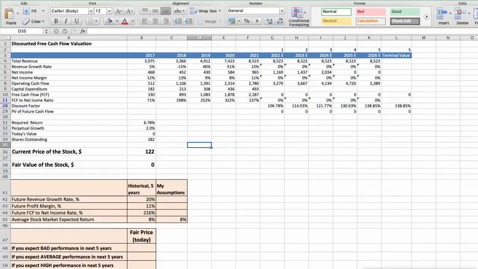First model. Discounted free cash flow valuation. This spreadsheet contains some financial data that we will use for the stock valuation.